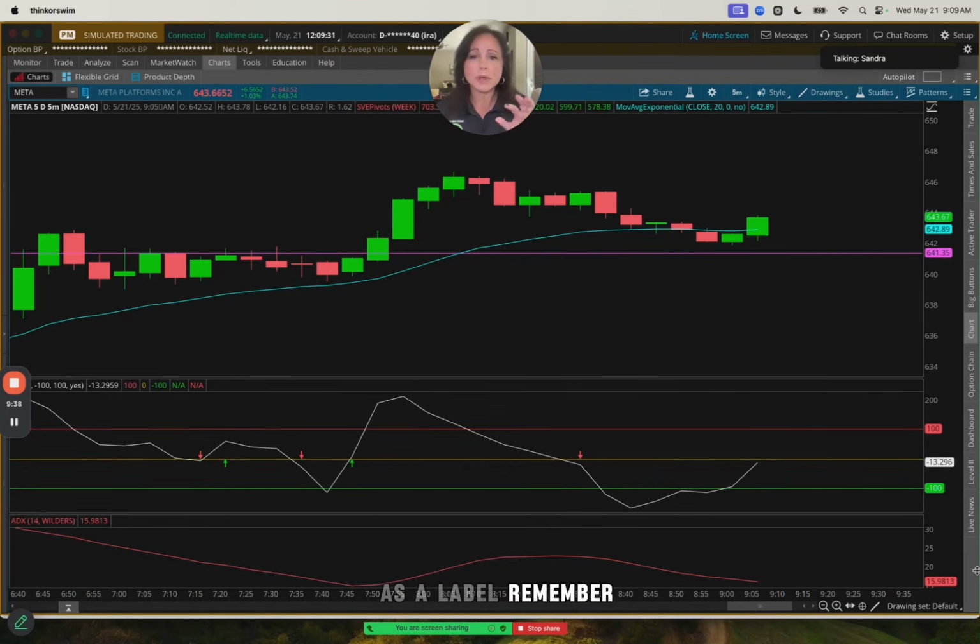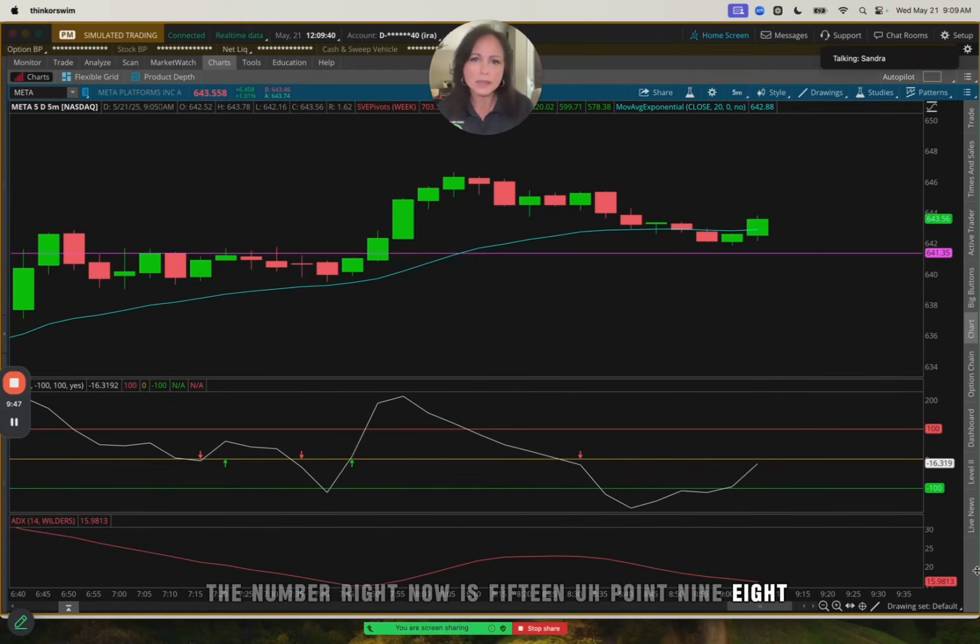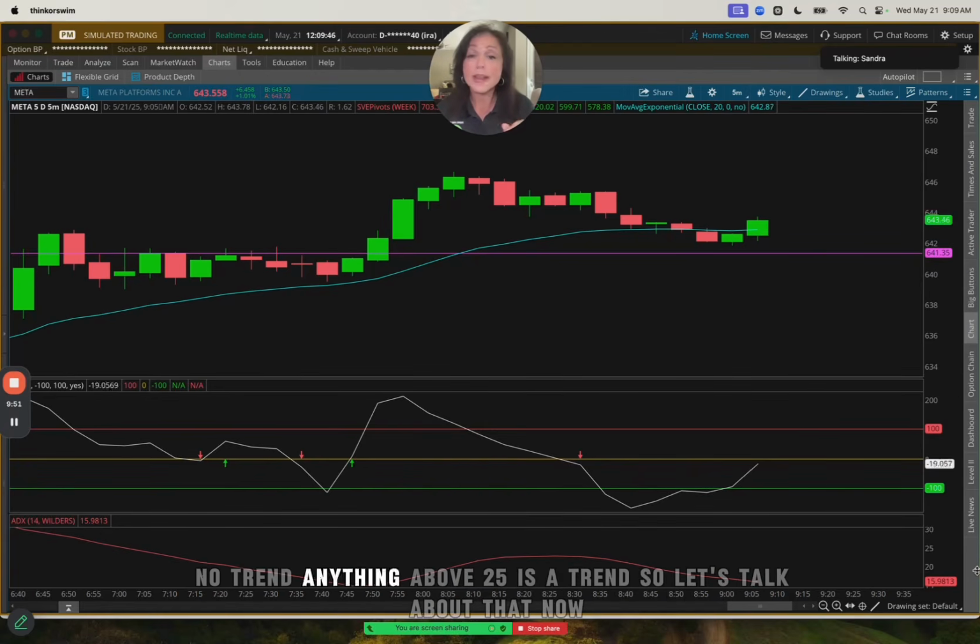as a label. Remember, you want to take your cursor away from it so you don't get confused on the number. The number right now is 15.98. Anything under 25 is no trend. Anything above 25 is a trend. So let's talk about that now.